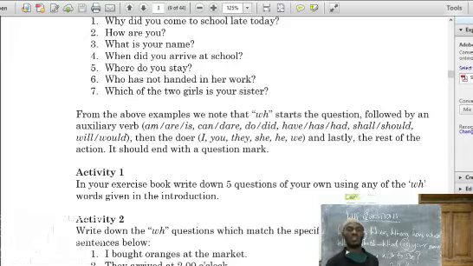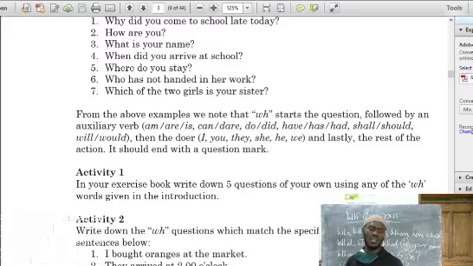So you have to include the doer. The doer, that is either you or I, they, she, he, we, and lastly the rest of the action. You see, and then they are telling us that this WH interrogative or question must end with a question mark because it is a question. So that makes it appear in a very grammatical way and is actually inquiring or asking for something.